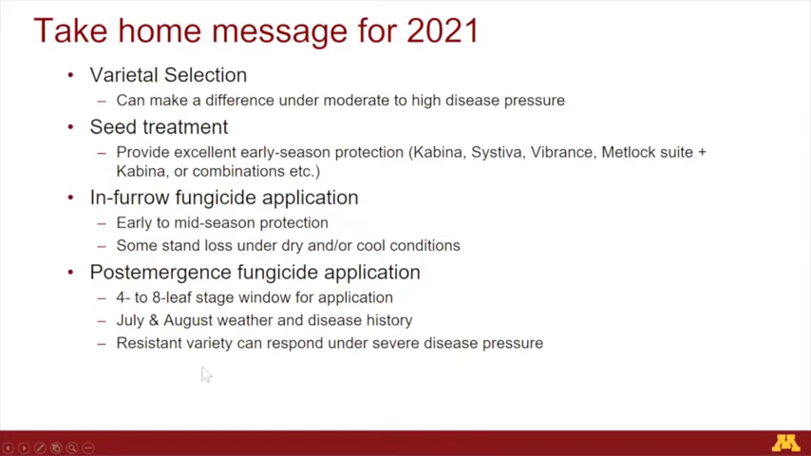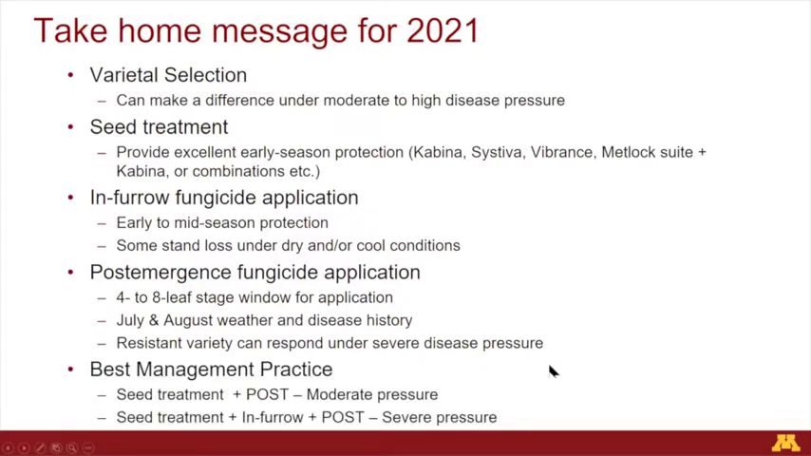And the resistant variety, oftentimes if you have low disease pressure, you may not see some benefit, but especially from moderate to severe disease pressure, you will see a benefit just like what we have seen in 2020 and 2019. And for the best management practice, I think most of you were doing this already based on the survey: go with the seed treatment and a post application. This is best for low to moderate disease pressure situations. But if you have a severe field for rhizoctonia, I would say go with the seed treatment and in-furrow fungicide and do a post application. I think one post would be enough if you do both seed treatment and in-furrow application there.